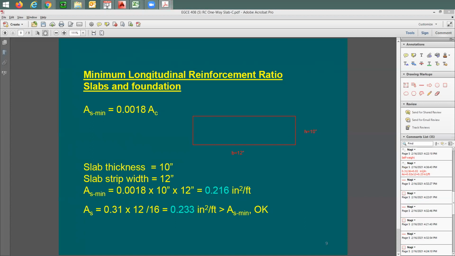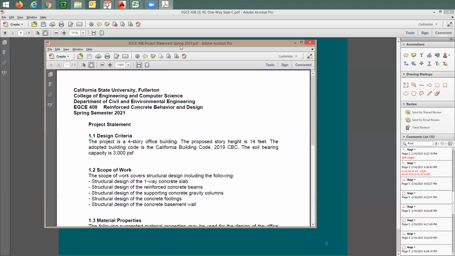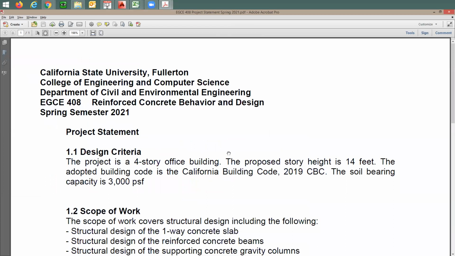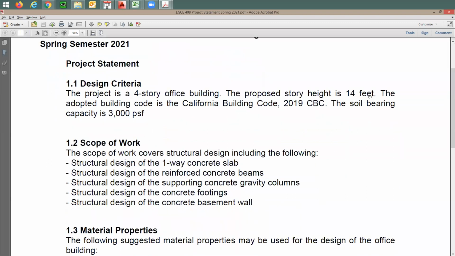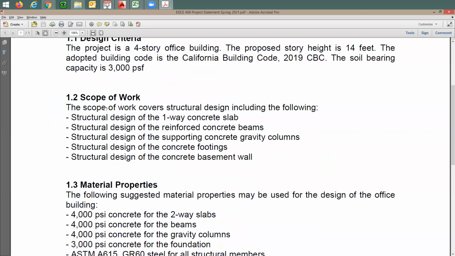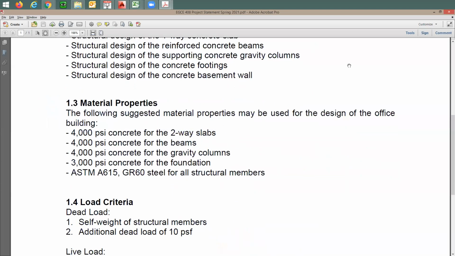By now, you guys should have access to the project. I posted already the project. And the project submittal is going to be equivalent to a homework. Here's the project statement. We have general information on this project. 4-story office building. Story height 14 feet. Soil bearing capacity 3,000. We'll be doing some design here, right? We're going to be doing slabs, beams, gravity columns, footings, and basement walls.